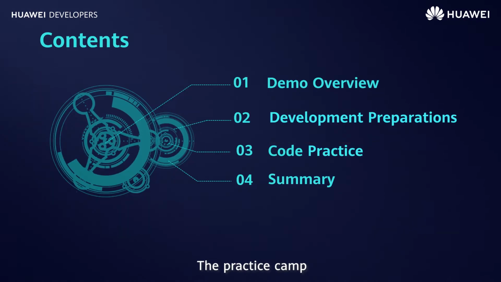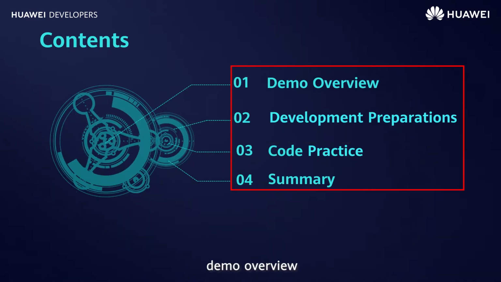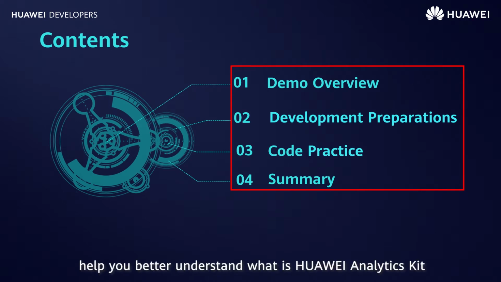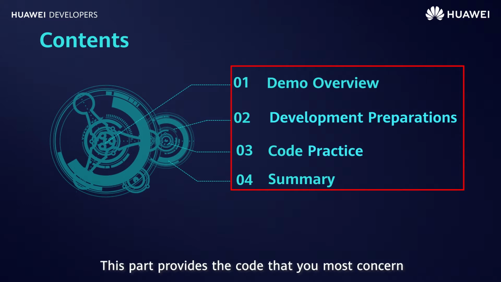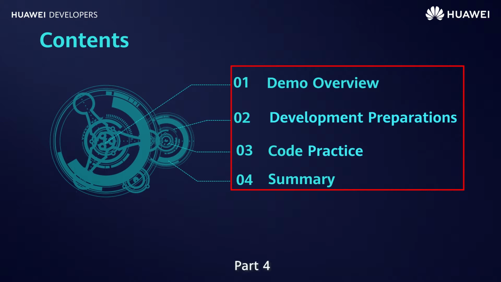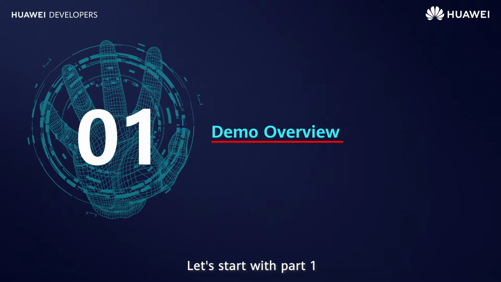The practice camp consists of 4 parts. Part 1. Demo Overview. This part presents use cases that help you better understand what Huawei Analytics Kit is and how to use it. Part 2. Development Preparations. Part 3. Practice Camp. This part provides the code that is most concerned. Part 4. Summary. Let's start with Part 1.